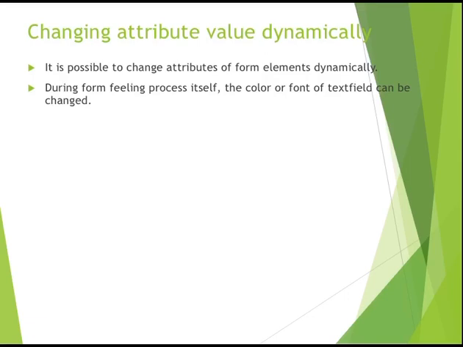So we'll see the example. What we are going to do here is use the onchange event, and we are going to change the background color of two text fields and one button. So when you are changing the value of your roll number and name text fields, I'll show you the output and then we'll go on to the code.